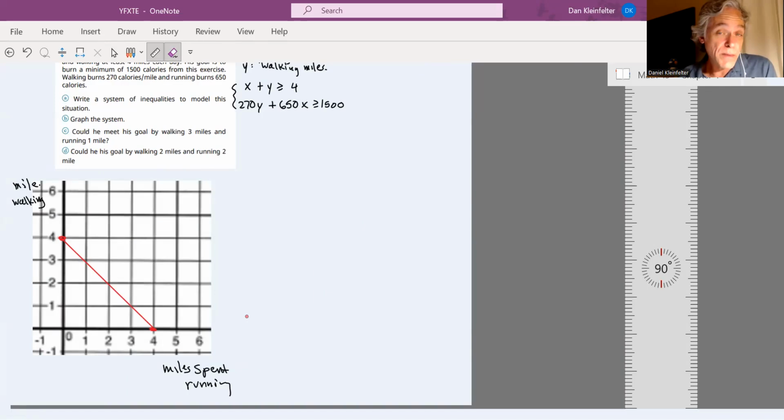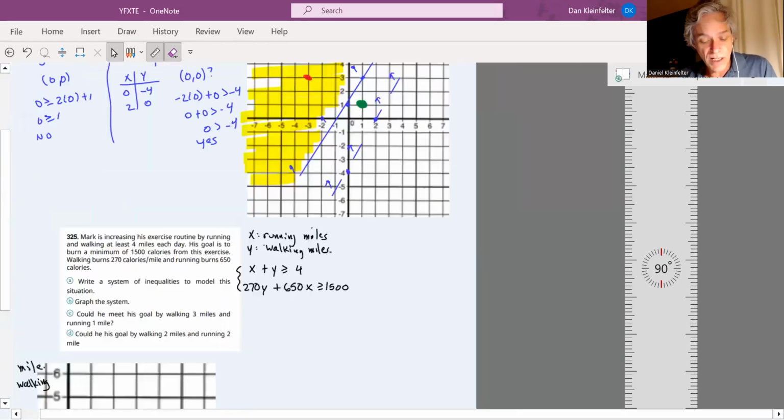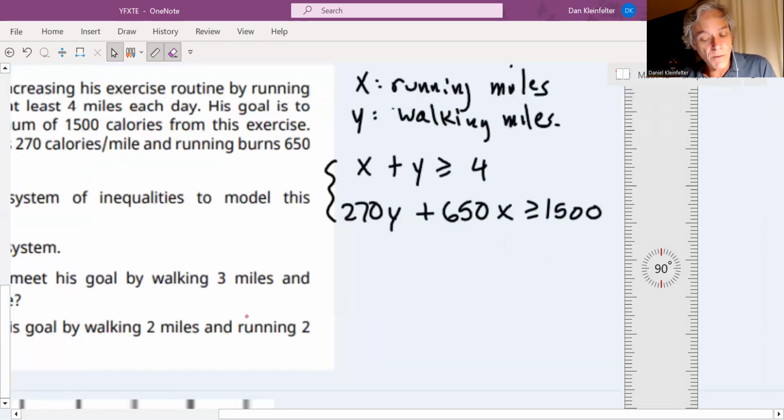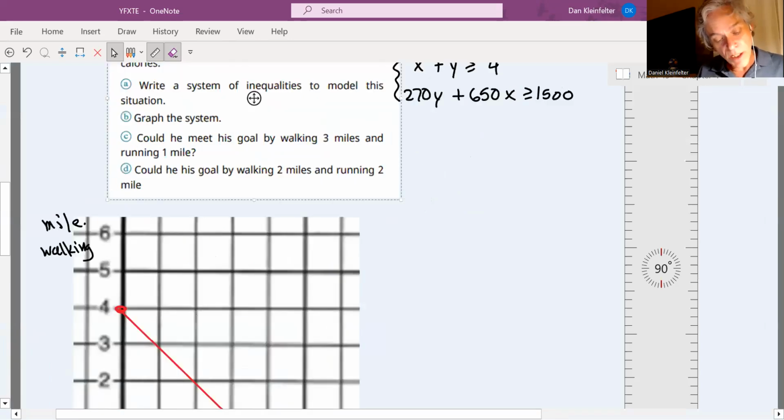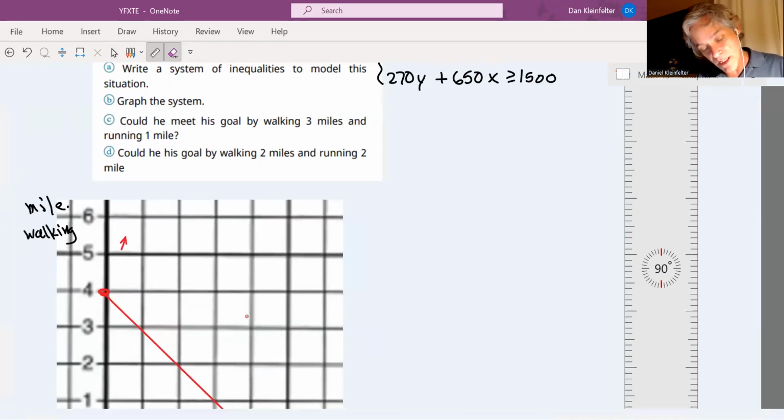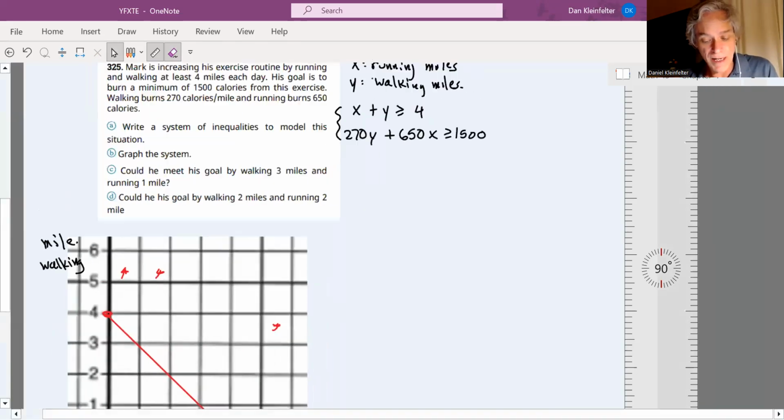And we want it to be greater than or equal to 4. If you put 0 into this first inequality, 0 plus 0 greater than or equal to 4, no, that's false. So we want to be above this red line. Okay, so let's just try to remember that we're above that red line.